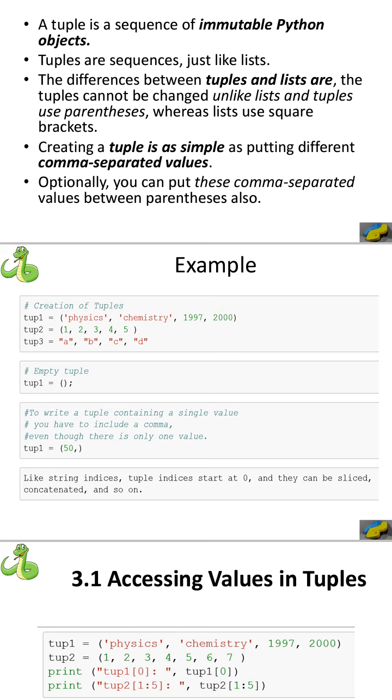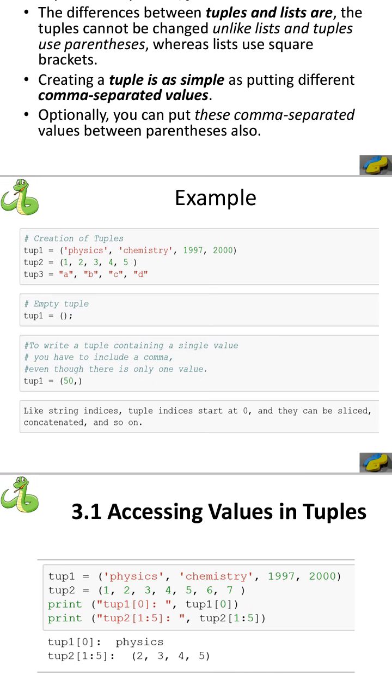Creating a tuple is as simple as putting different elements in parentheses separated by commas. Optionally, you can put these comma separated values between parentheses, and sometimes even if you don't mention parentheses, by default these elements will be part of your tuple.